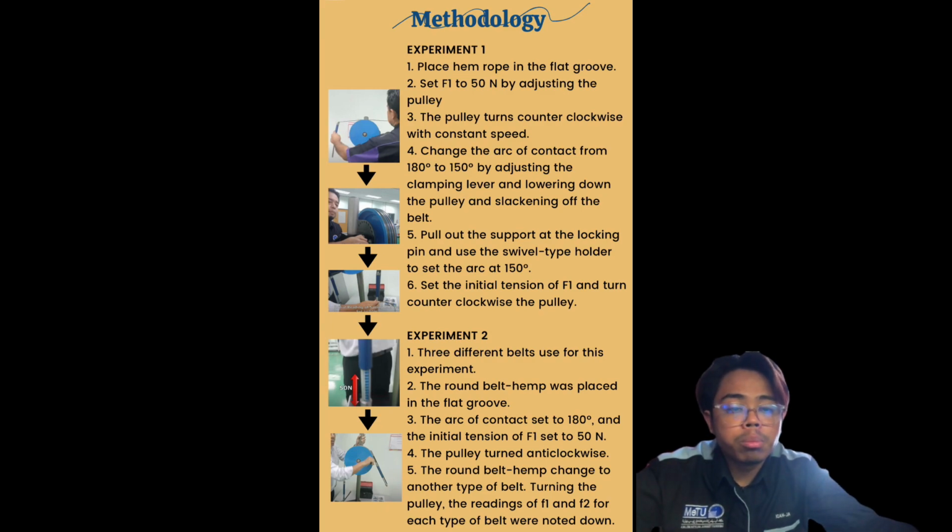For experiment 2, first, three different belts are used for this experiment. Second, the round belt hem was placed in the flat groove. Third, the arc of contact was set to 180 degrees and the initial tension of F1 set to 50 Newton. Next, the pulley turned anti-clockwise. And lastly, the round belt hem was changed to another type of belt, turning the pulley. The readings of F1 and F2 for each type of belt were noted down.